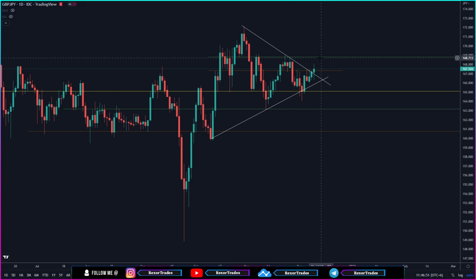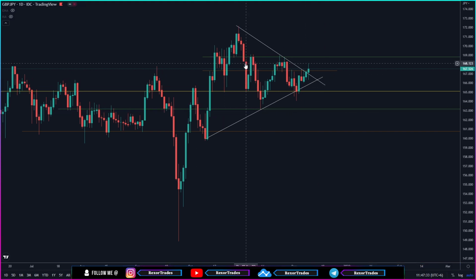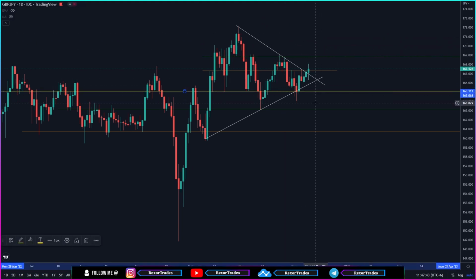Now we have this key level which is acting as our resistance with multiple major retest points. Similarly, we have this key level which is acting as our major support with again multiple major retest points. So for GBPJPY to make a proper breakout of this symmetrical pattern, it needs to make a breakout of this key level with further bullish momentum or this key zone with further bearish momentum.